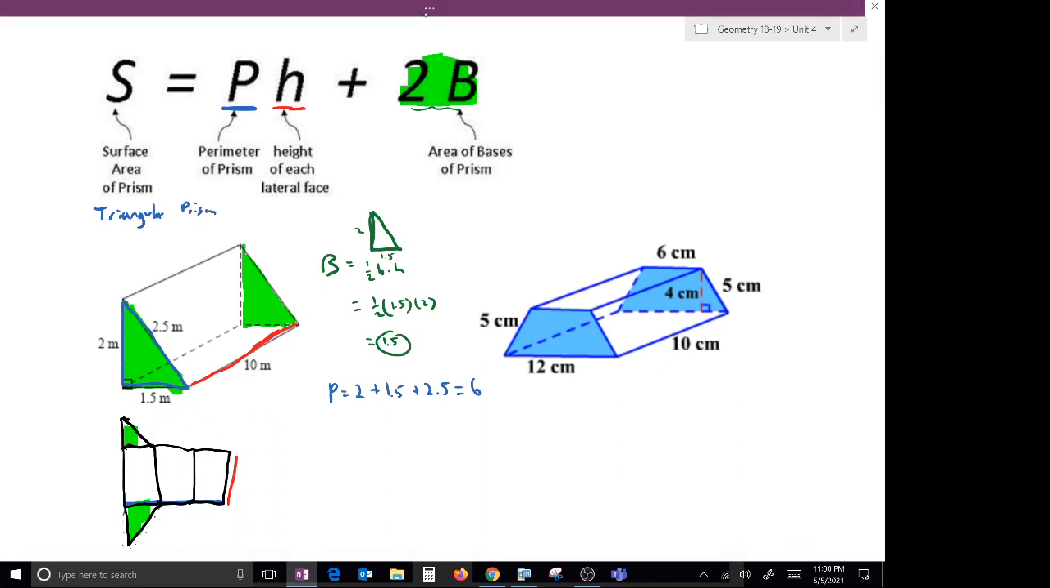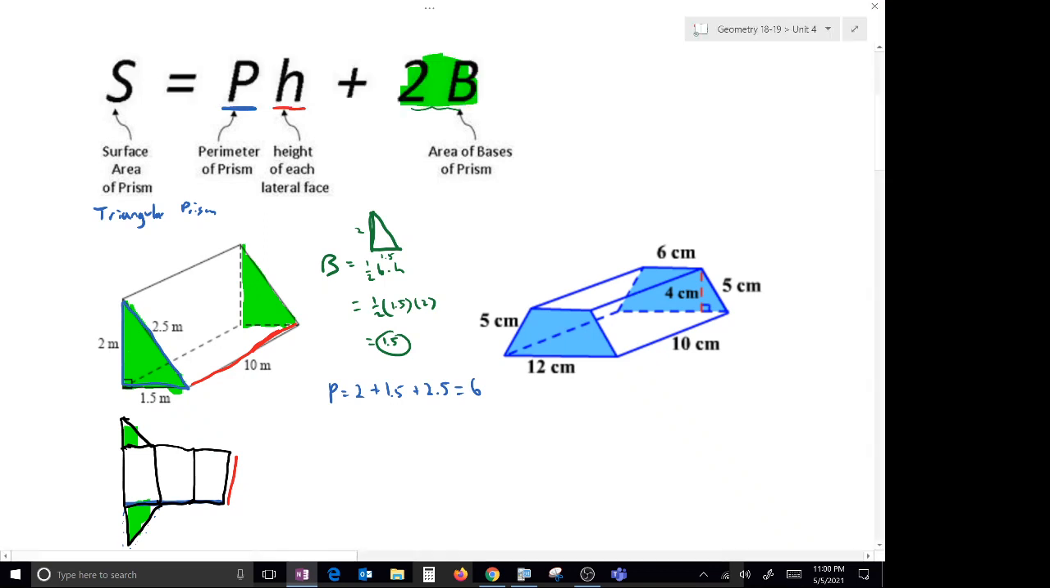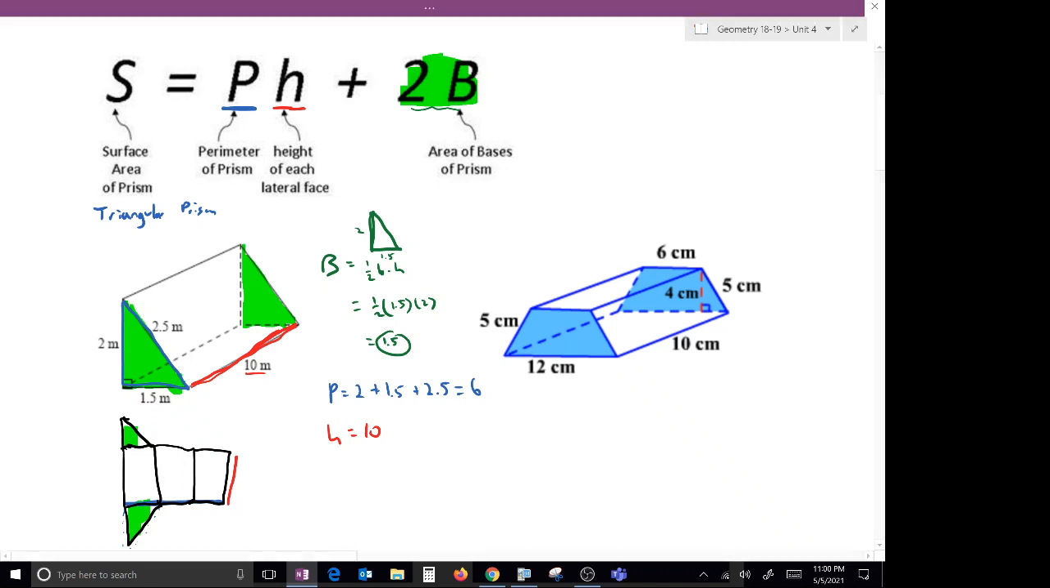And then for our height, well, that's just the distance between our two bases, so this length right here represents our height, so our h is just 10. So then we put it all in our formula.